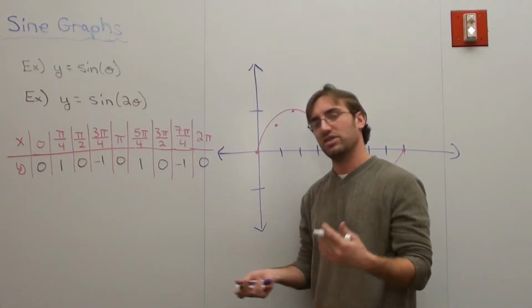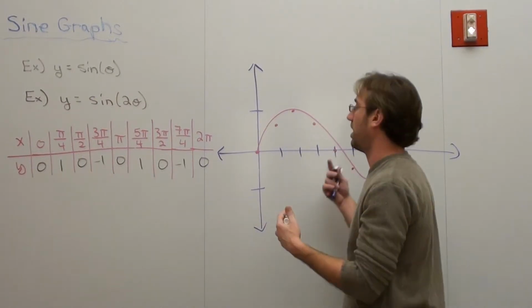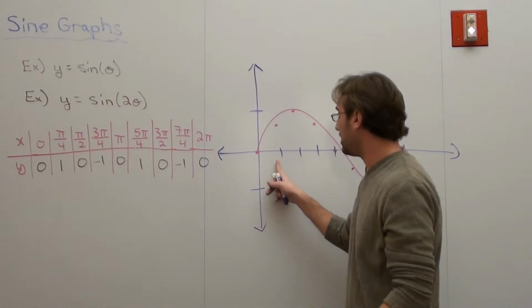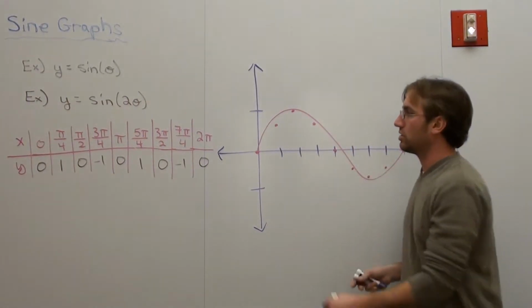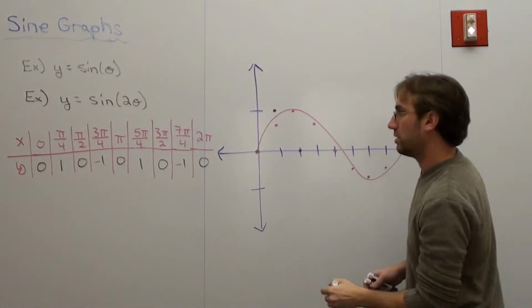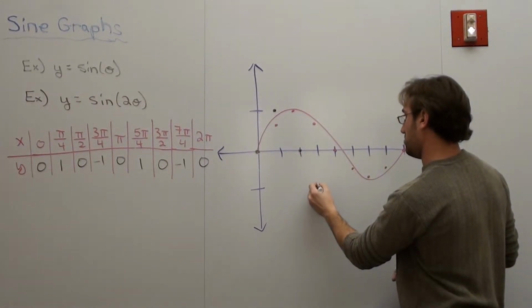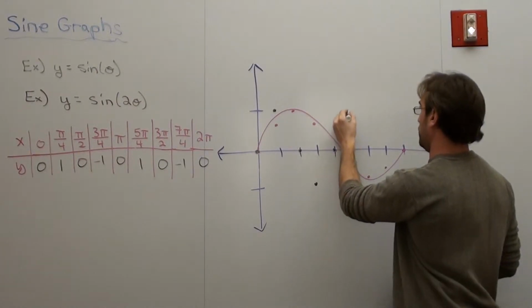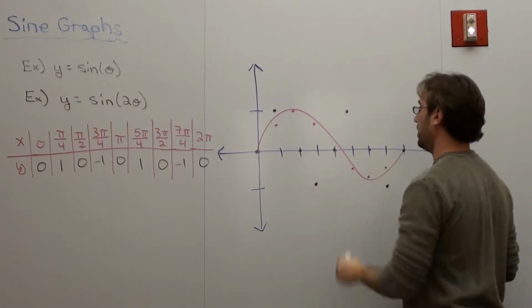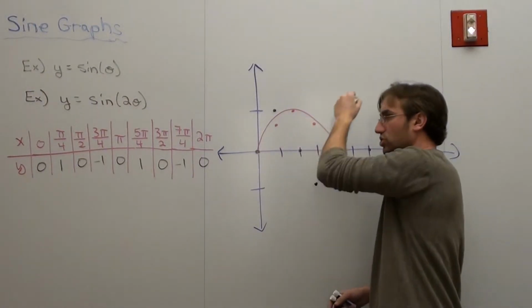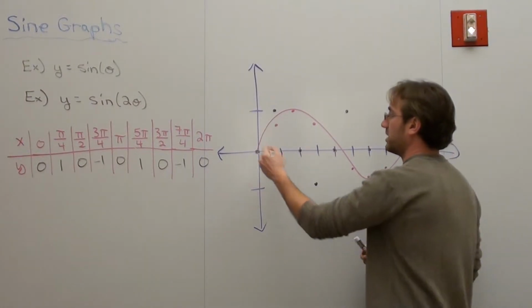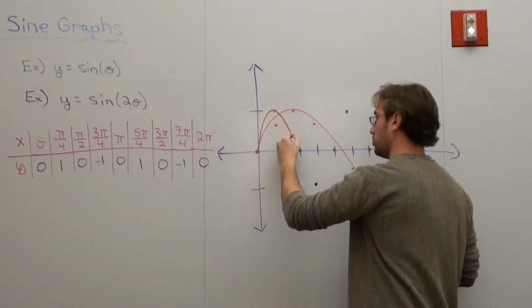This is not going to be a nice graph in terms of drawing, because I won't elaborate on my points well, but it is what it is. Each dash is pi over 4. So 0, 1, 0, negative 1, 0, 1, 0, negative 1, 0. But the graph doesn't go like this. It's not straight lines. It's a curved graph. It's a nice curved graph. And basically what happens is it looks something like this.